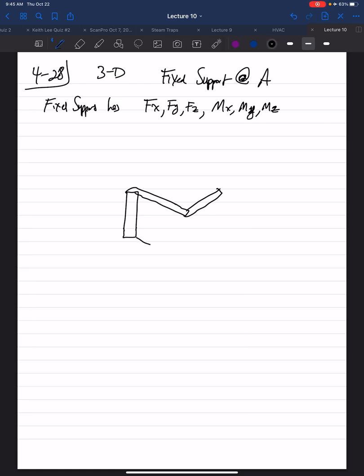So we have our y-axis. We have our x-axis. So negative x direction, x-axis. And we have our z-axis. So we have one force in each direction.